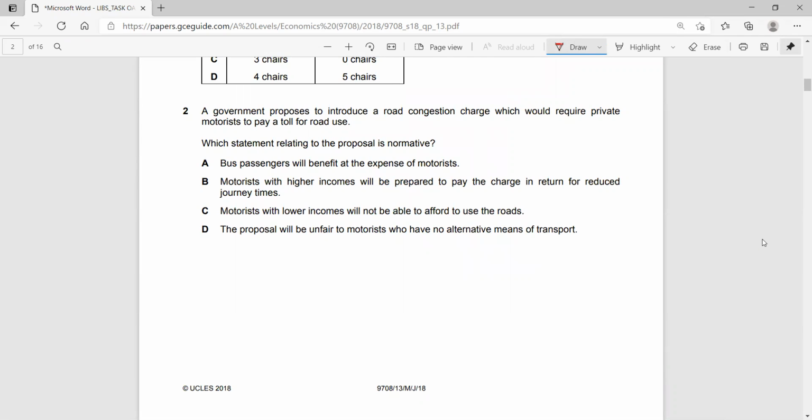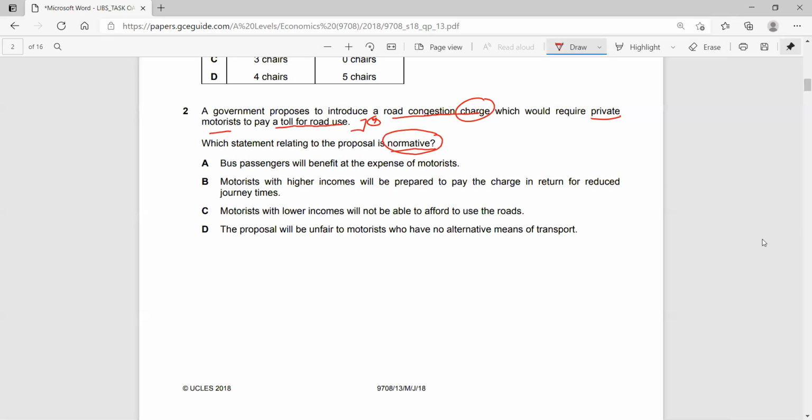A government proposes to introduce a road congestion charge, which would require private motorists to pay a toll for road use. So they would have to pay for using the road. Which statement related to the proposal is normative? Now, the worst way to think about positive and normative statements is to think about them as facts and opinions. That is just not correct. They aren't facts and opinions straight up.